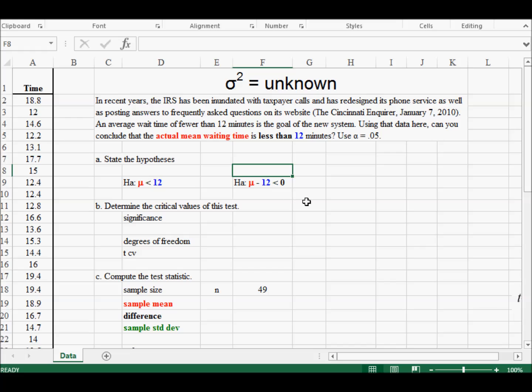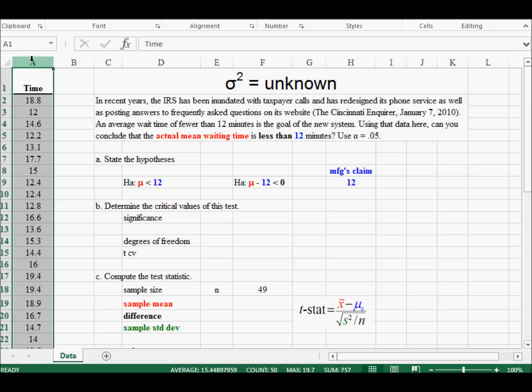Another way to state that is mu minus 12 is less than 0. Why do I do that? Because this is a sigma unknown problem. We have to use the test statistic Tstat. Because sigma is unknown, we have to use an estimate, the sample standard deviation. The numerator of the Tstat is the point estimate of this difference. The 12 is the manufacturer's claim. We can't know the population mean mu, but we can estimate it with our sample of data. We calculate the sample mean and use that to estimate the population mean. So I rewrite this as the equivalent statement because the point estimate of this version of the alternative hypothesis is the point estimate of the difference, x bar minus mu 0, in this case 12.